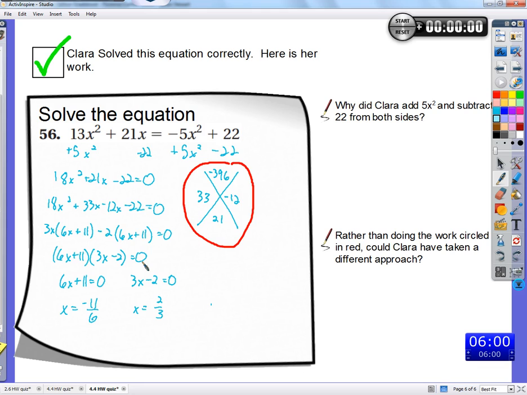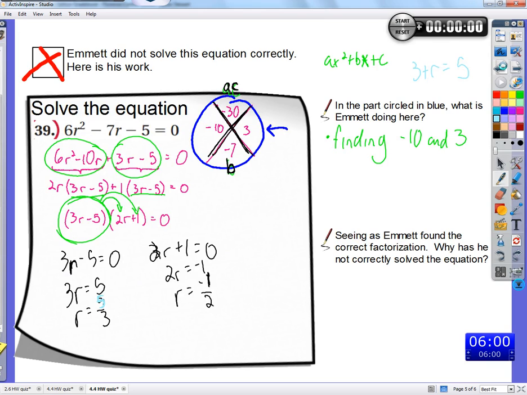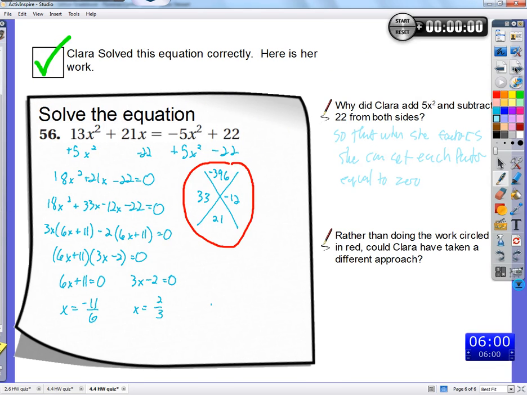Okay. See, so when she factors, she can set each factor equal to 0. Because that's such a good idea. So you see in the red circle, we did the same thing as we did in the previous problem. The A times the C, write down B, then find the two numbers that multiply to AC and add to B.